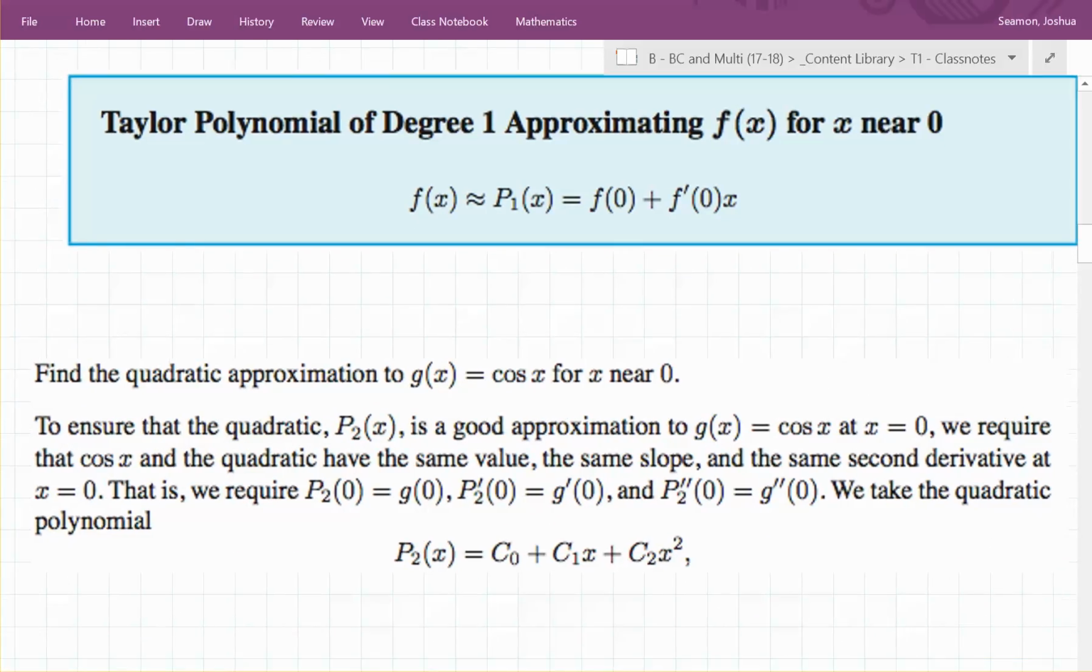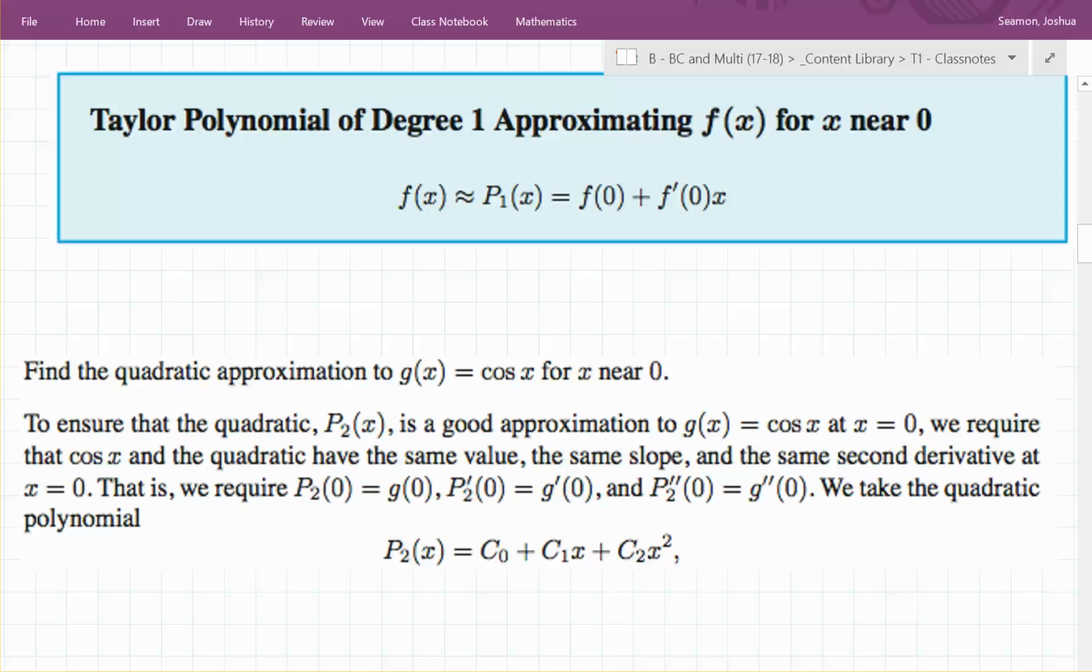Okay, so let's take a look at this, for example. This one right here. Quadratic approximation, quadratic tangent. So P2 is going to be the second degree Taylor polynomial. The second degree, meaning it's going to be a quadratic.